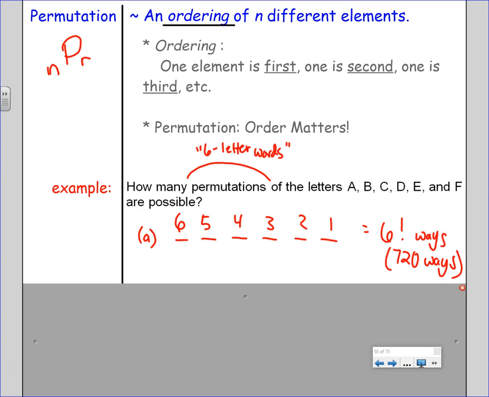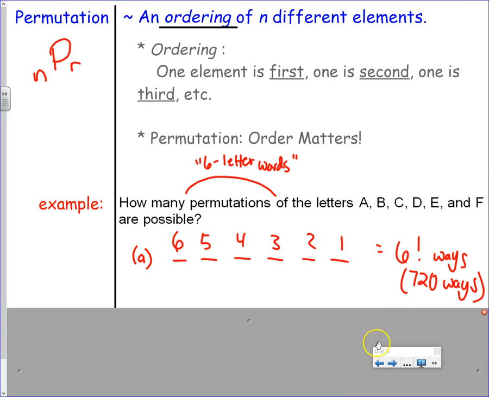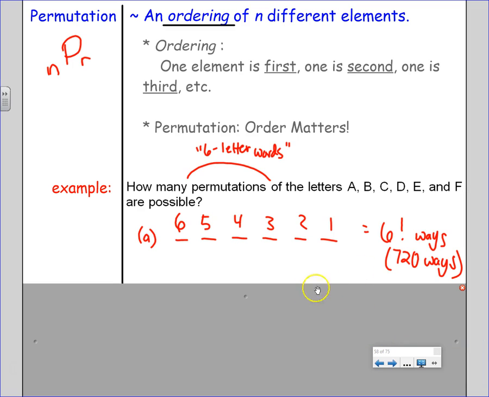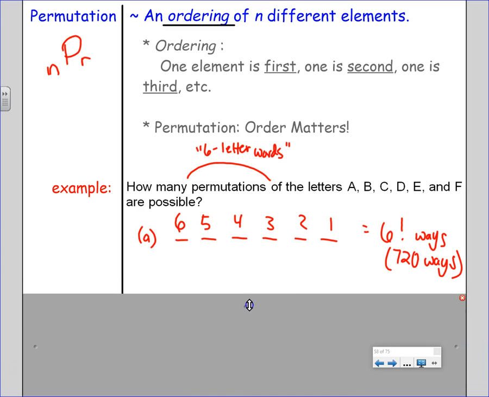But here's a question. What would make this not be entirely 6 factorial? What would change in the question? What would they need to ask differently in order to have it still start with 6, but not go all the way down to 1?